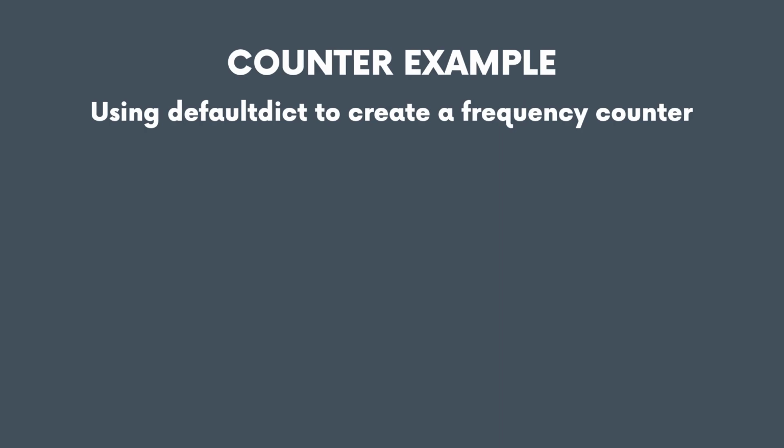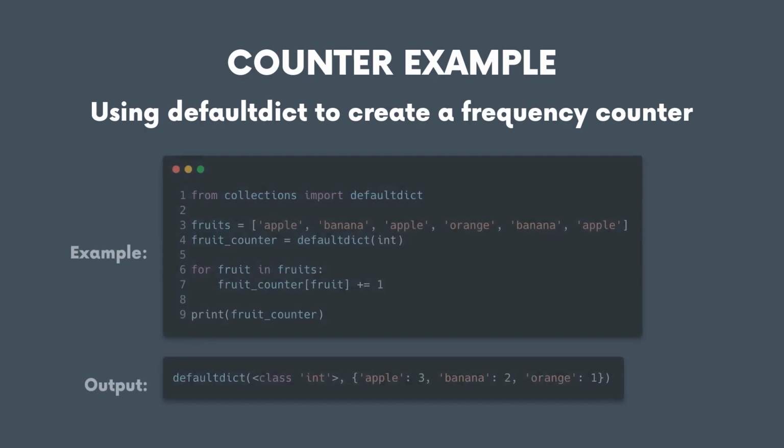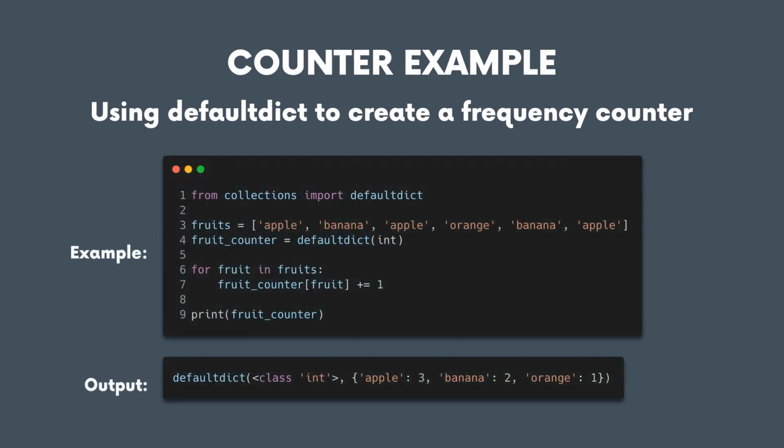Now let's see how we can use defaultdict to create a frequency counter for elements in a list. We create a list fruits. Then we initialize a defaultdict fruit counter with a default value of 0. We iterate through the list and increment the count for each fruit. Finally, we print the fruit counter, which shows the frequency of each fruit.